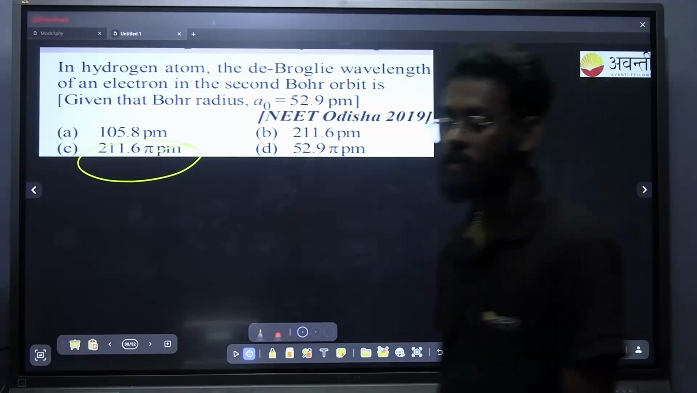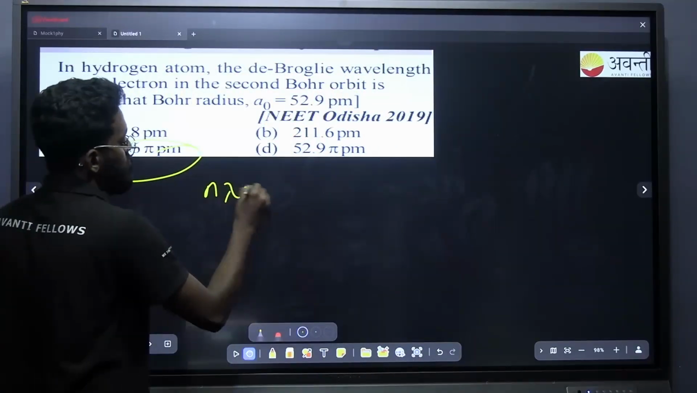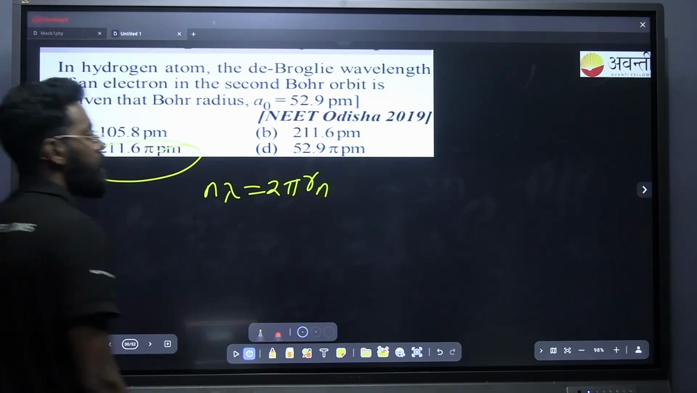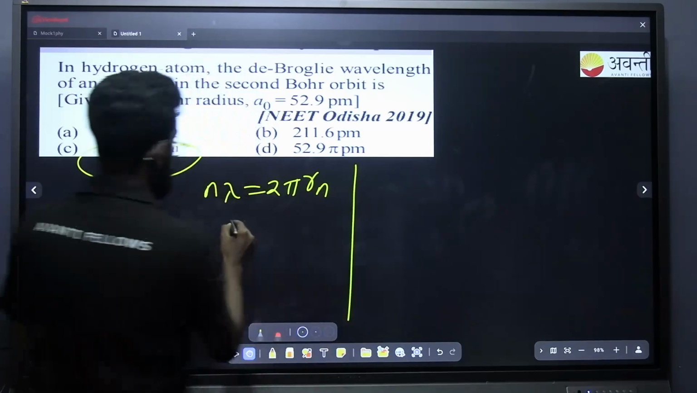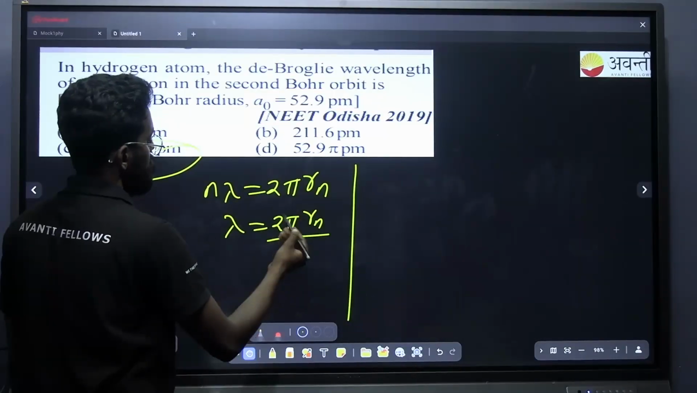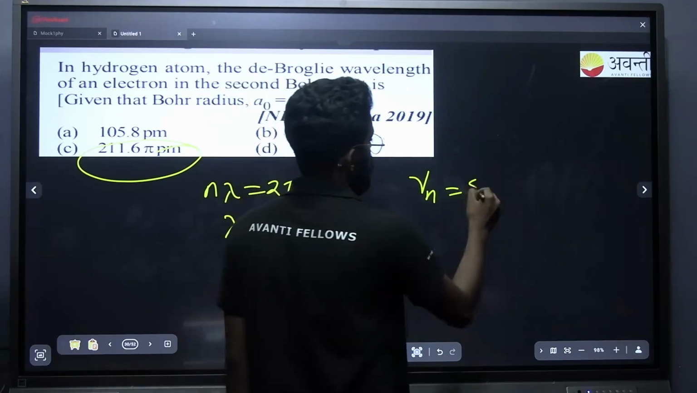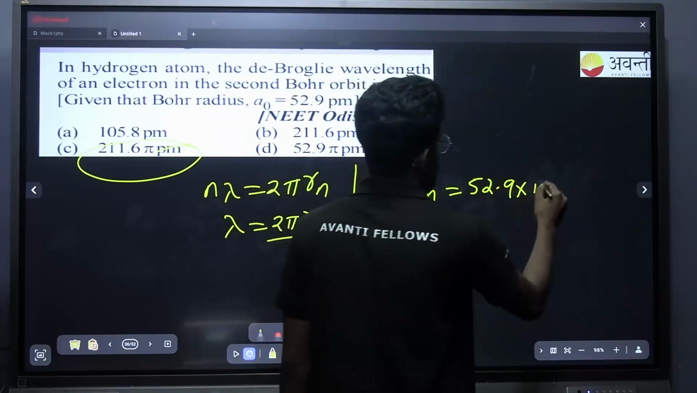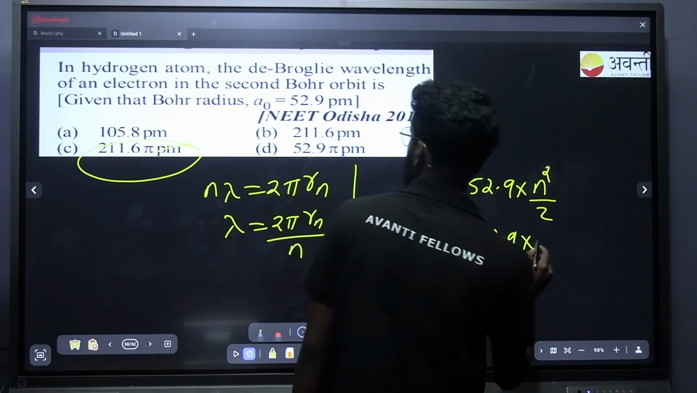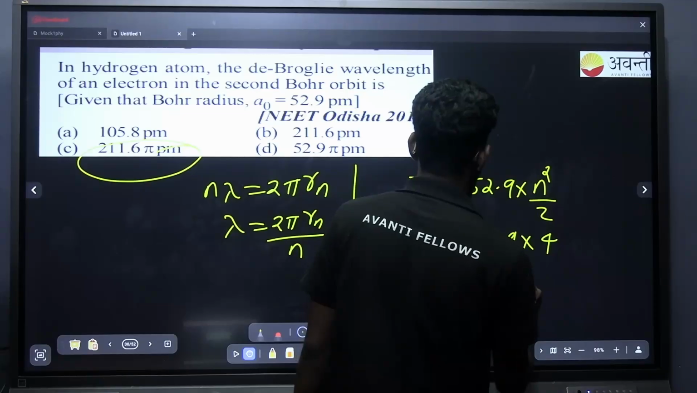Which equation will you be using to solve this? n lambda is equal to 2 pi r_n. Here you will be finding lambda, which is equal to 2 pi r_n divided by n. And how will you find the r_n value? 52.9 into n square by Z. 52.9 into what is the n value? 2, that is 4, which is nothing but 211.6.